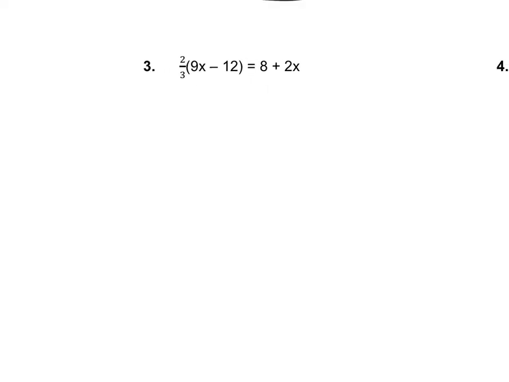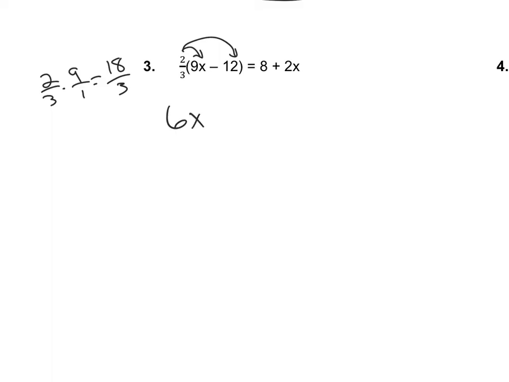Here we have 2/3 times (9x minus 12) equals 8 plus 2x. So first step, distribute here. So this time, if we made those into fractions, we'd have 2 over 3 times 9 over 1. 2 times 9 is 18. 3 times 1 is 3. 3 goes into 18 6 times.